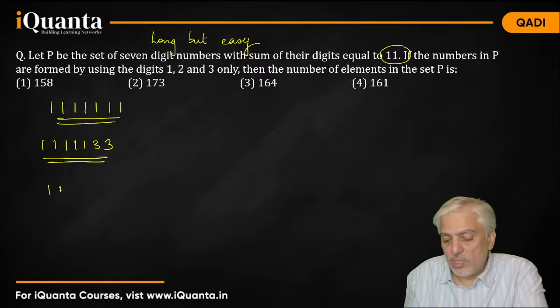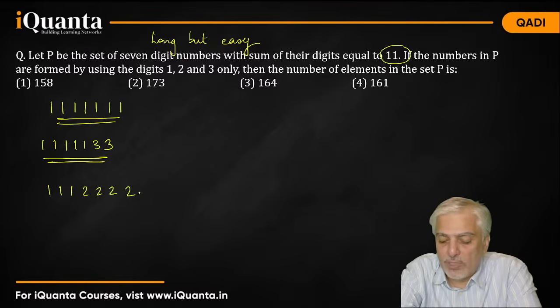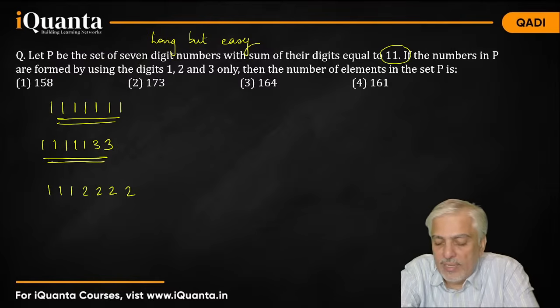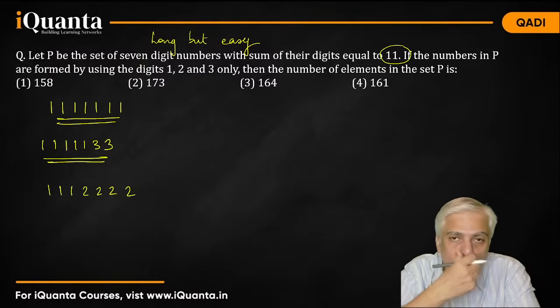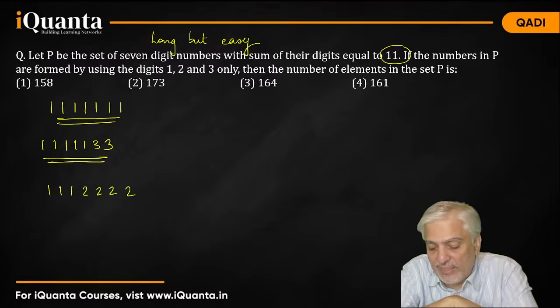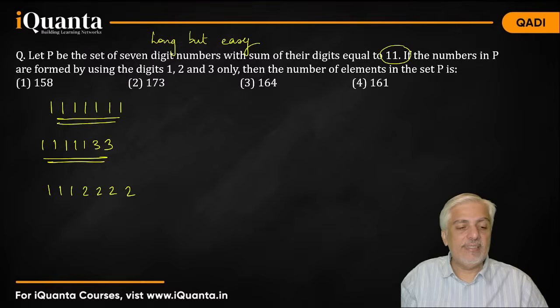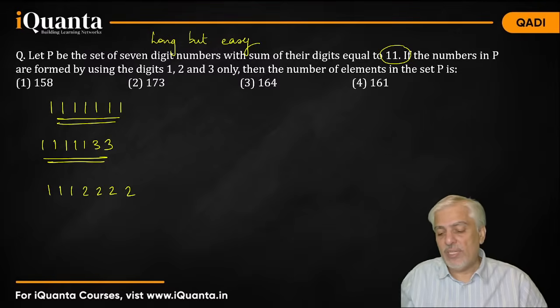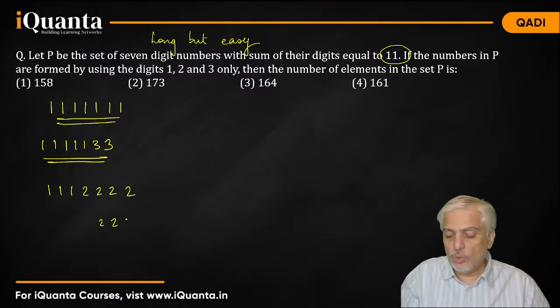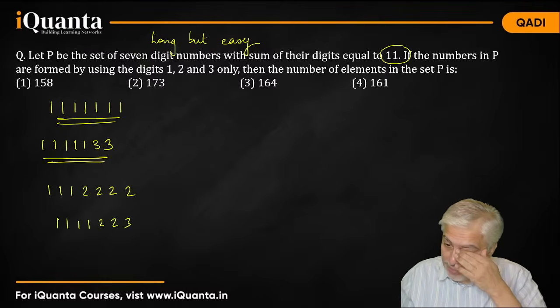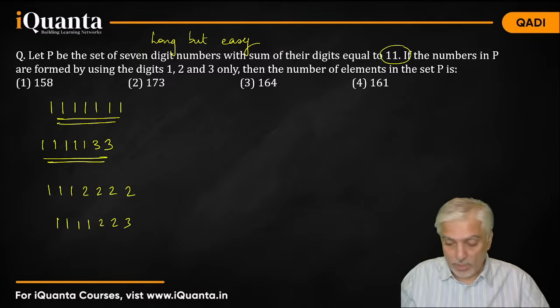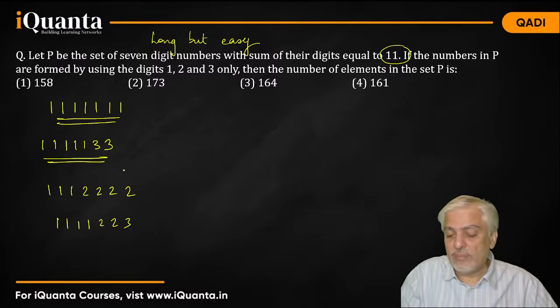Same way, if I reduce 1 and put 2 instead of that, this is the other possibility: triple 1 and 4 2's. And I can have both 2's and 3's also, but I still need to have 7 digits. So what is the third possibility I can get? I can have 2 2's and 1 3, and 4 1's. That will be 4 plus 4, 8 plus 3, 11. Okay? These are the only 3 possibilities.